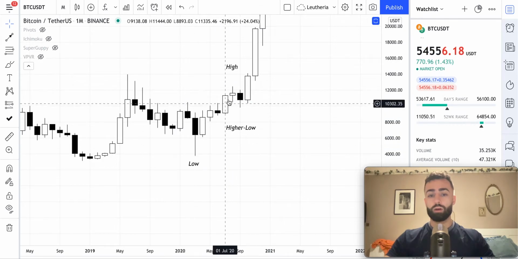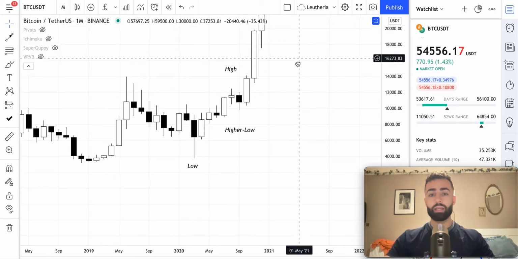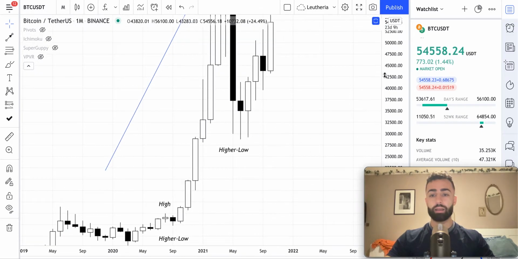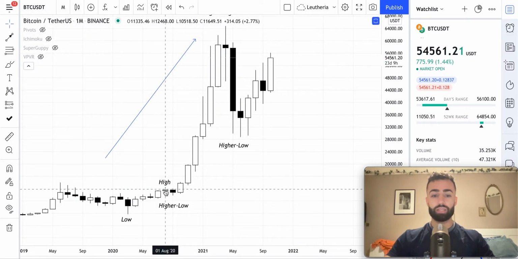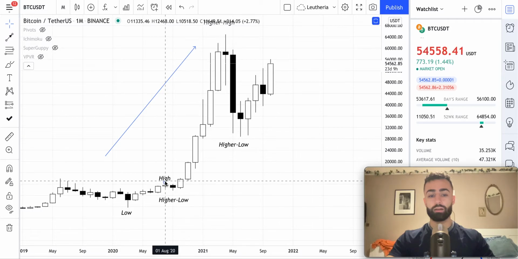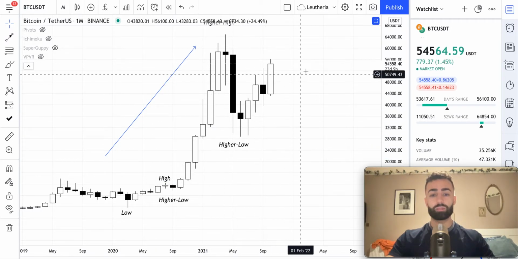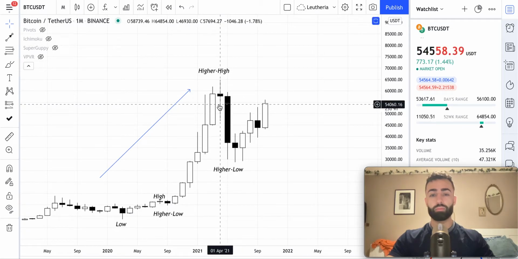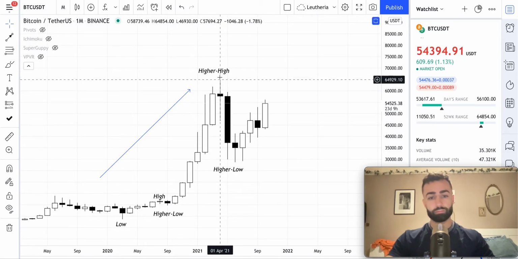So we have our low, high, higher low, and then you need the confirmation element, which is the fourth one, which is a higher high. We have a high that we set down here in August, and then we need that confirmation of the bulls actually breaking the previous high here in August, and we see that with this parabolic rise in price, and then our higher high being set here in April for our new all-time high.